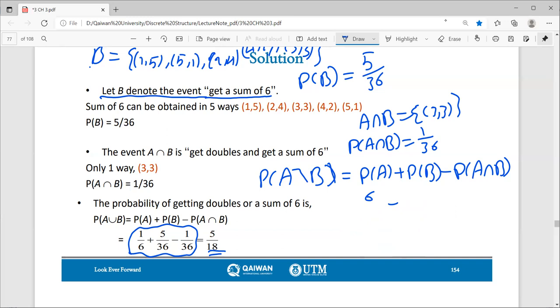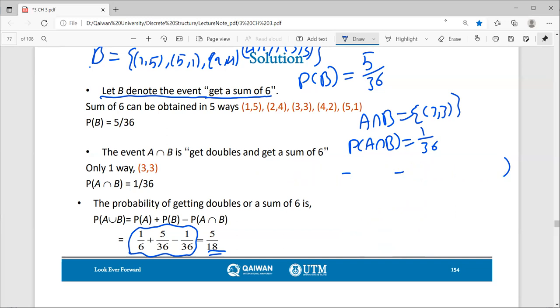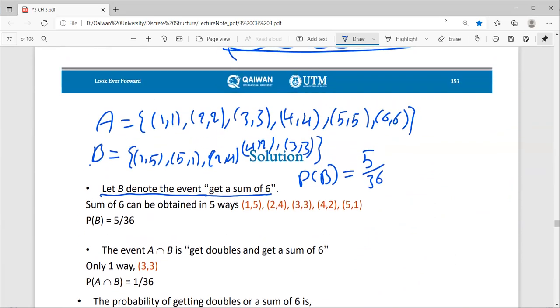Do you have any question? Just apply the rule, you get the result. It's so easy.